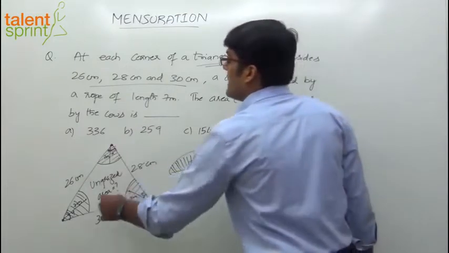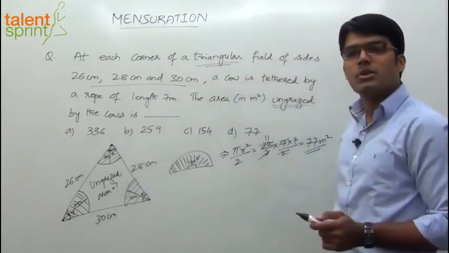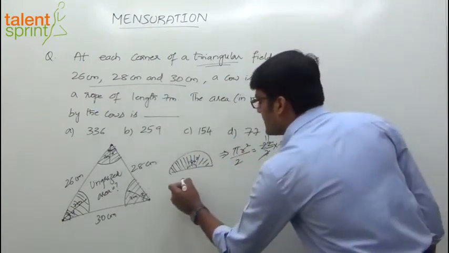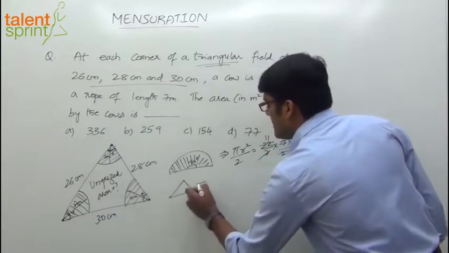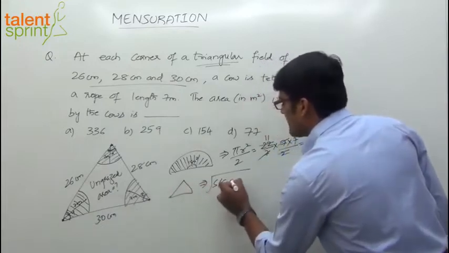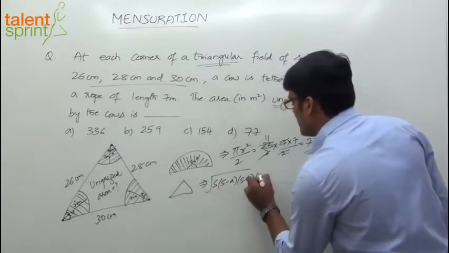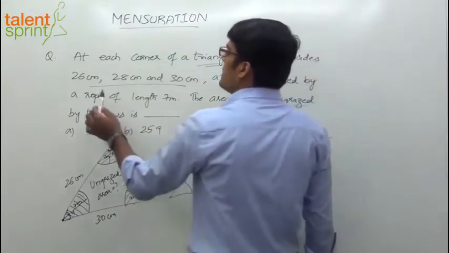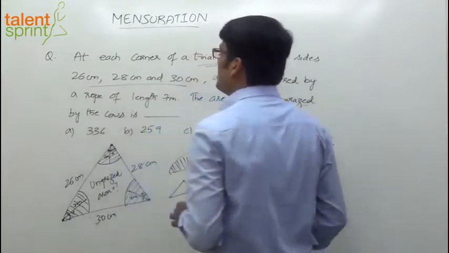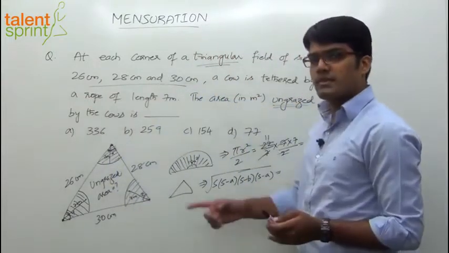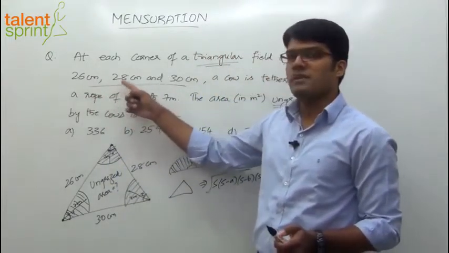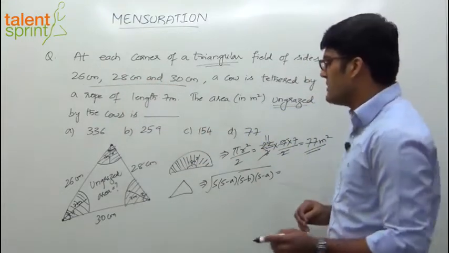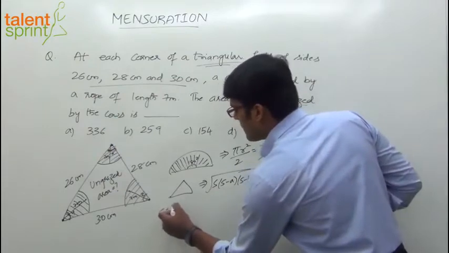Now let's find out the total area of the triangle. How do you measure the total area of the triangle? Scalene triangle. You know what the formula is. Area of the triangle will be equal to root over s into s minus a into s minus b into s minus c, where s is the semi-perimeter. Now what is semi-perimeter? 26 plus 28 plus 30. This will be 84, yes or no? 26 plus 28 is 54. 54 plus 30, 84. 84 divided by 2, 42. So s is equal to 42.